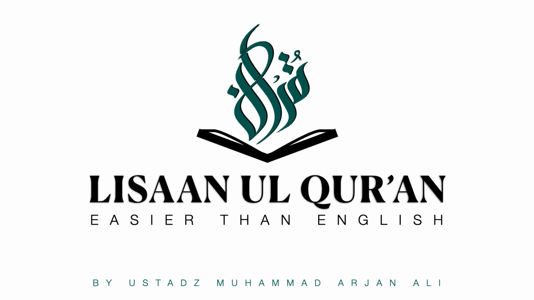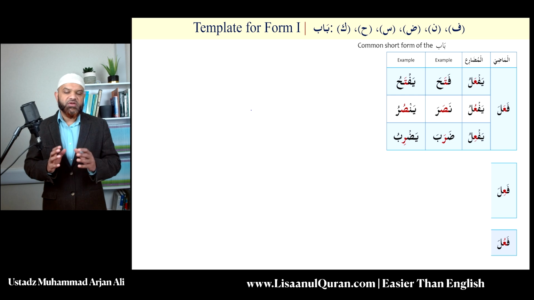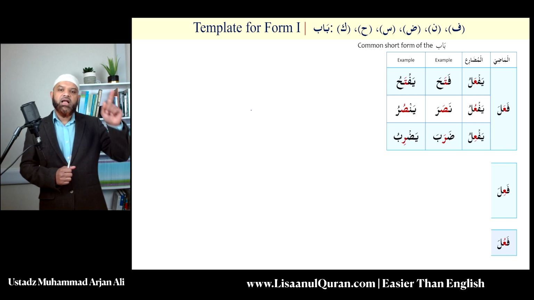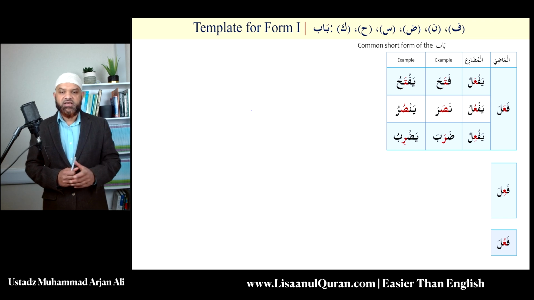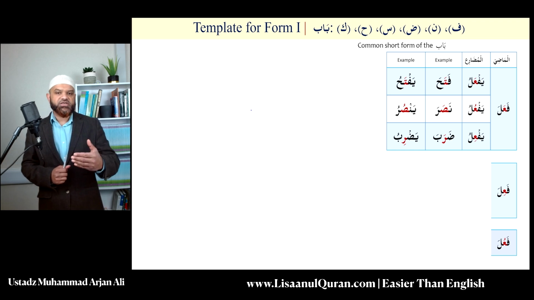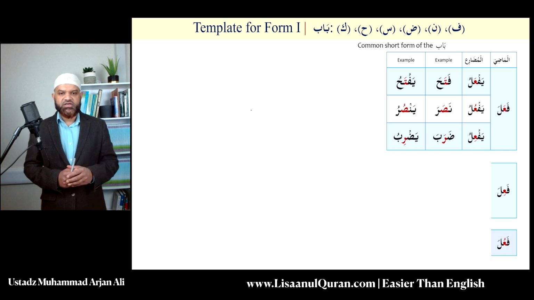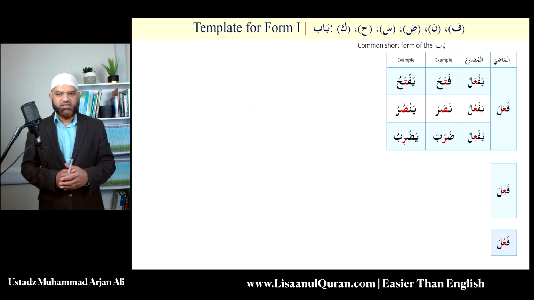Alhamdulillah, we've been developing our knowledge of the Madi, the past or the perfect tense, and the Mudare, the imperfect tense. The past tense, of course, deals with an action that is complete, i.e. the perfect tense.